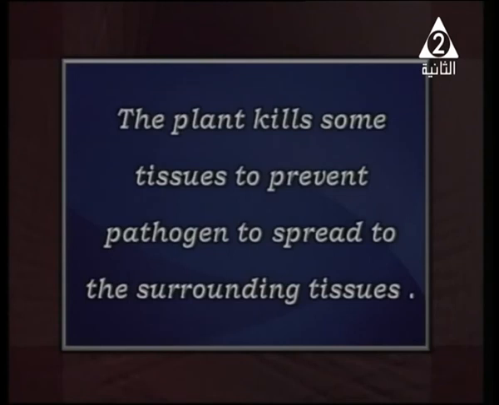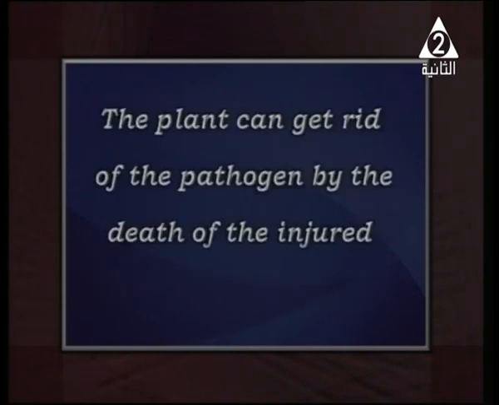Such as surgery in humans. When someone, for example, is infected with cancer or liver cancer, the doctor always cuts the infected part and also an extra part, to be sure that there are no more infected cells, or healthy cells that may be infected. The plant can get rid of this pathogen by what? The death of the injured tissue. The plant finally decides to eliminate the injured tissues.